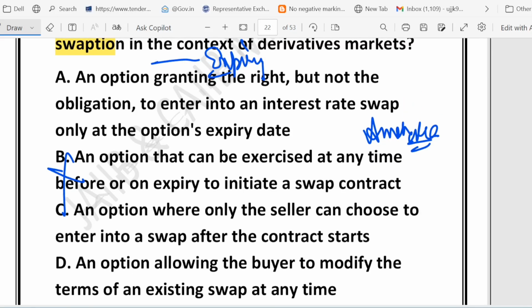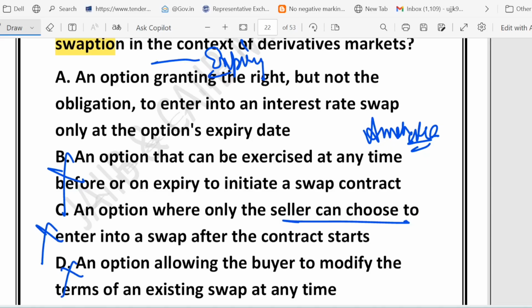What about C? C says an option where only the seller can choose to enter into swap. You can see now, only the seller can choose to enter into swap. That is totally wrong. Why? Because in an option it is the buyer who has the right and the seller has the obligation. So the seller does not get to decide anything. They just wait to see if the buyer exercises it or not. What about option D? Option D says an option allowing the buyer to modify the terms of an existing swap. That is completely wrong. Swaption is about starting a new swap in the future, not changing an existing one. So this one is also incorrect.